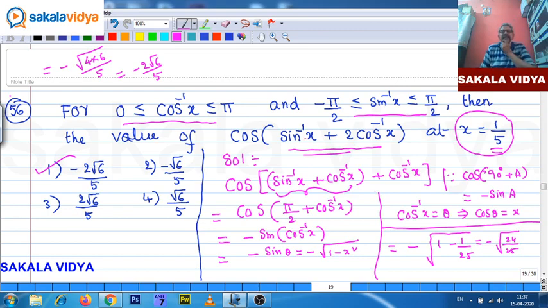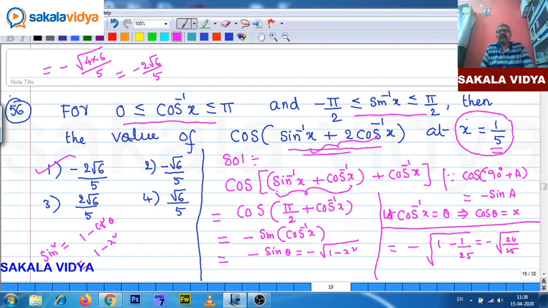See, I have written sine inverse x plus 2 cos inverse x as sine inverse x plus cos inverse x plus cos inverse x. This value is pi by 2 plus cos inverse x. Since cos of 90 plus a is minus sin a, this is minus sine of cos inverse x. Let us say cos inverse x is equal to theta, so cos theta is equal to x. As cos theta is equal to x, we have the formula sin square theta is equal to 1 minus cos square theta.